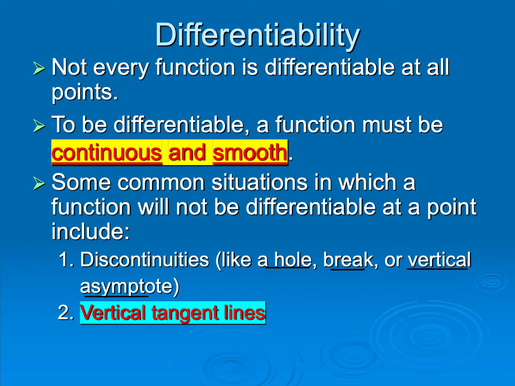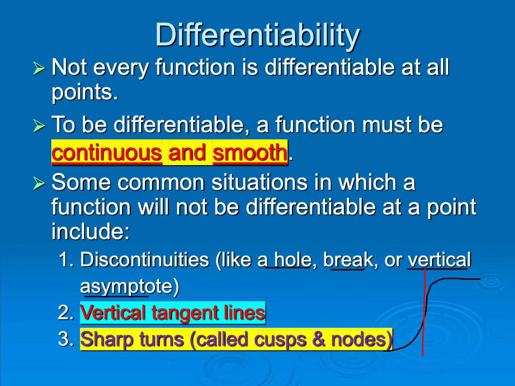Also, there is another case: if the graph has a vertical tangent. If I have a graph like this, with a vertical tangent line like that, in this case we say it's not differentiable. Also, if there is a sharp turn, sometimes we call it a cusp or node. So in these three cases, the function fails to be differentiable.